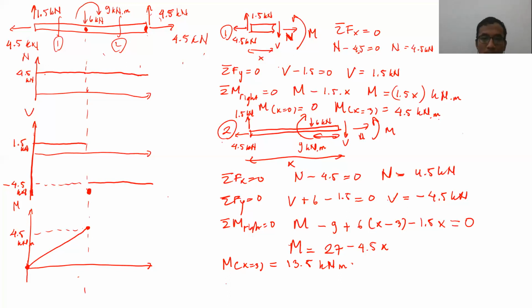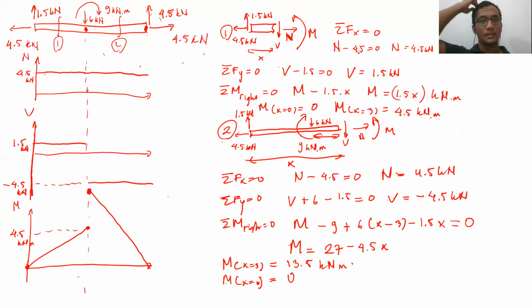Then at x equal to 6, it's supposed to be 0. That's why 27 minus 4.5 times 6. Okay, yes, it's correct. 0. So later, my moment diagram will be like this. Okay.